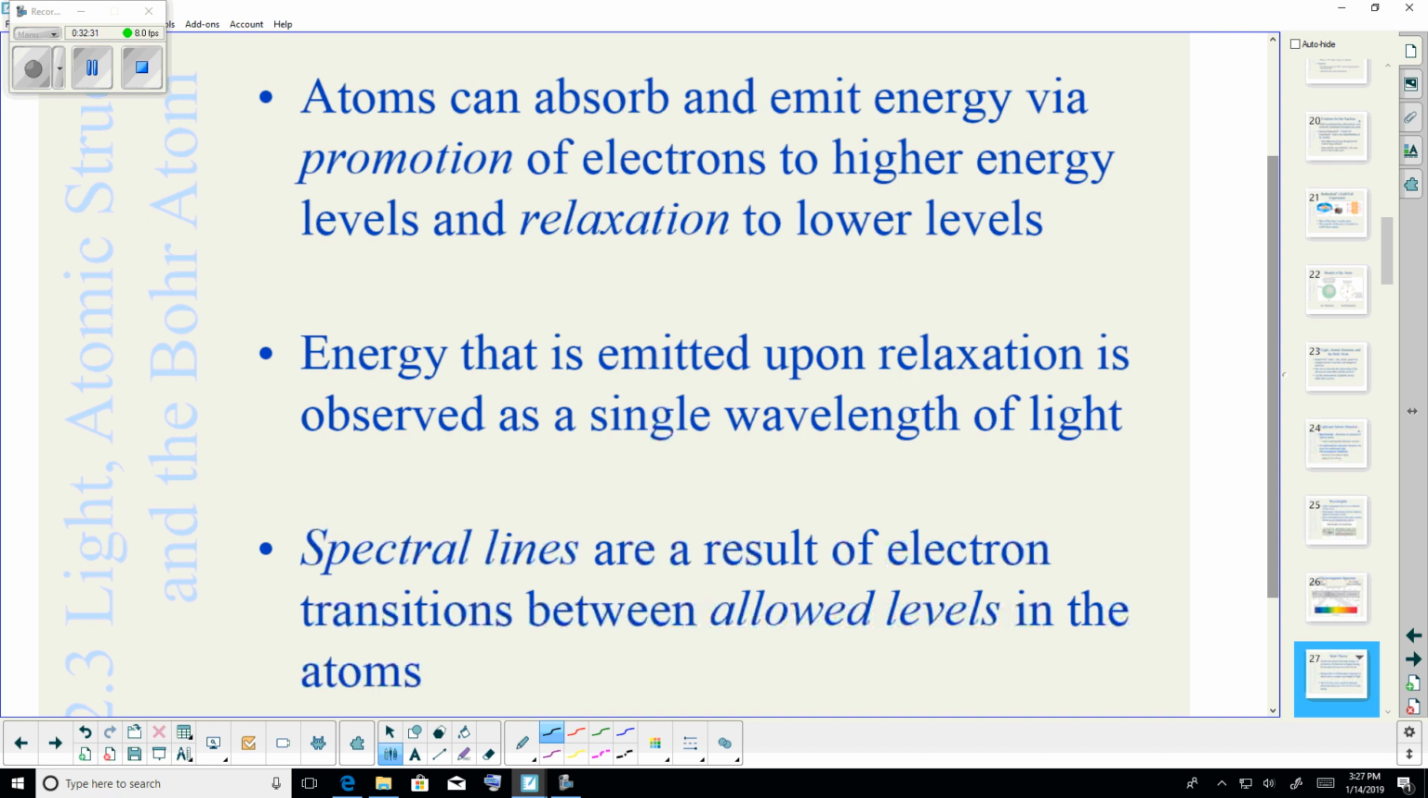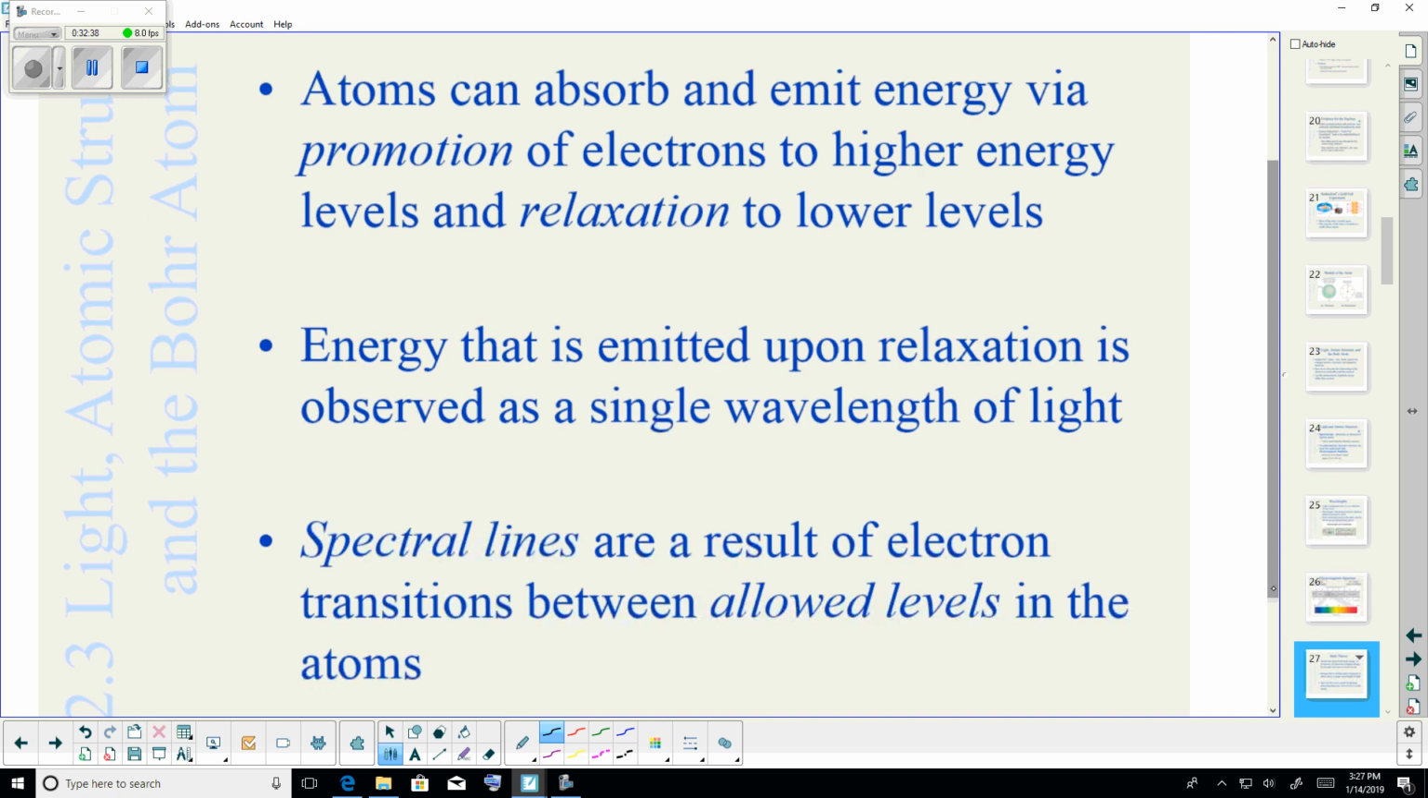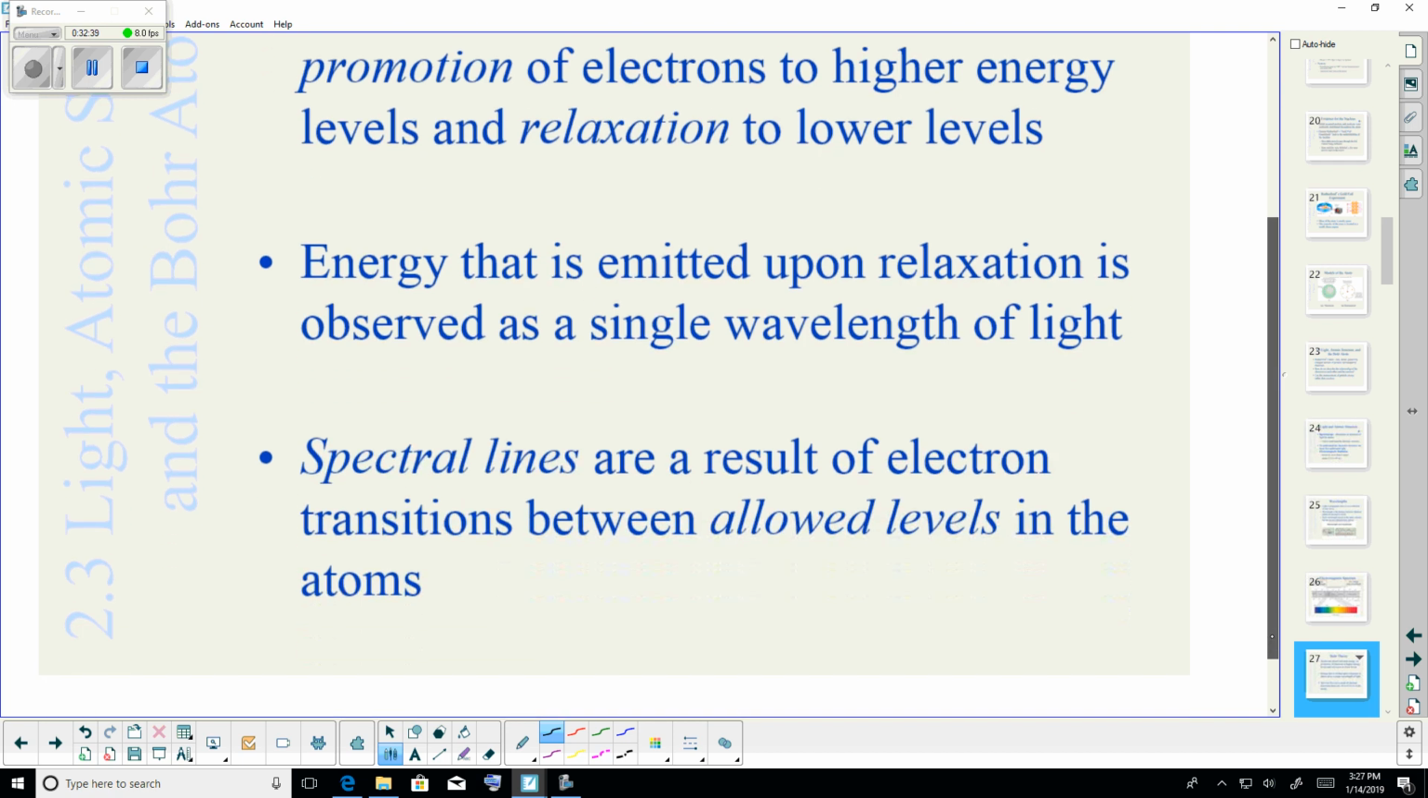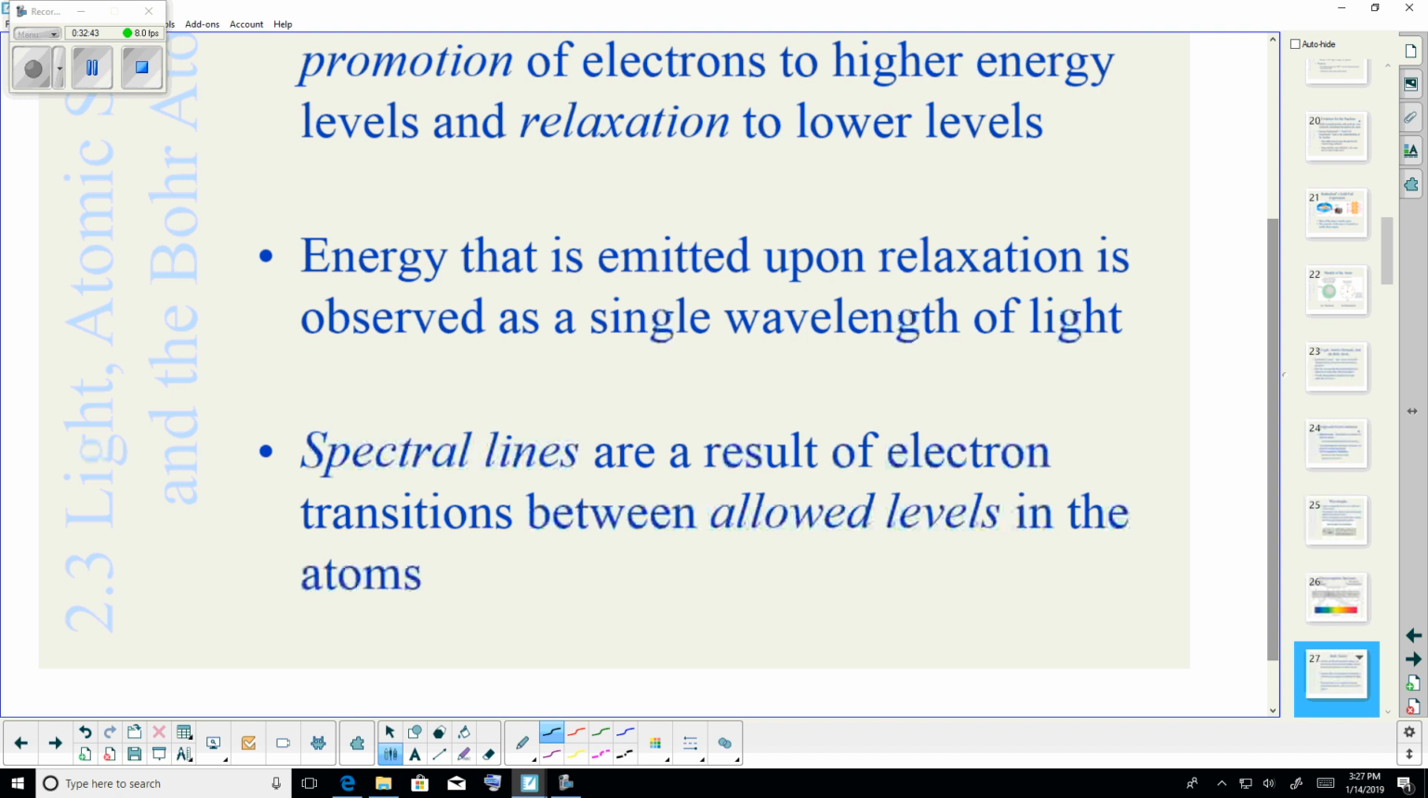Well, the higher energy levels are promoted, and you come back to the relaxed state. Spectral lines are a result of electron transitions between allowed levels in atoms. So there's only certain levels that are allowed. To go from the ground state to a certain level, you have to absorb energy. When you relax, you release that energy. That energy is released as a certain wavelength of light, depending on how far and how much energy.